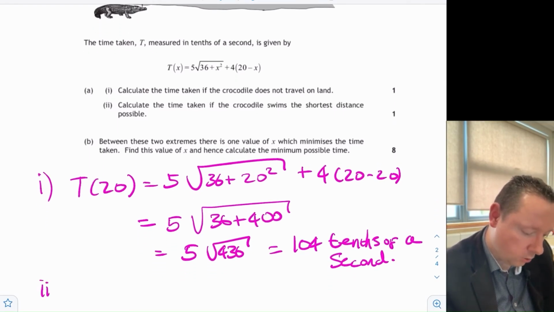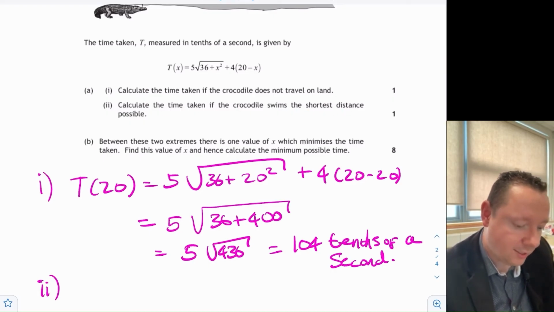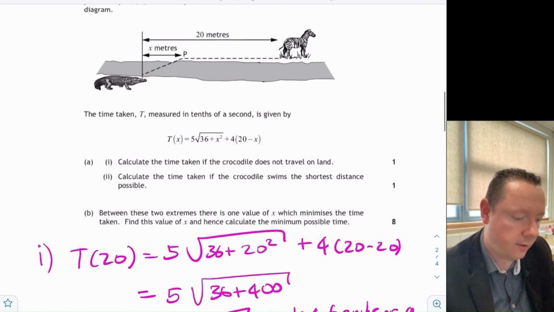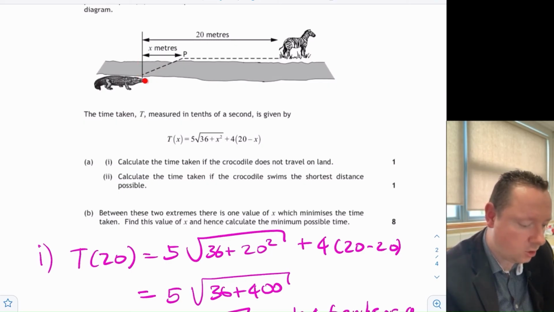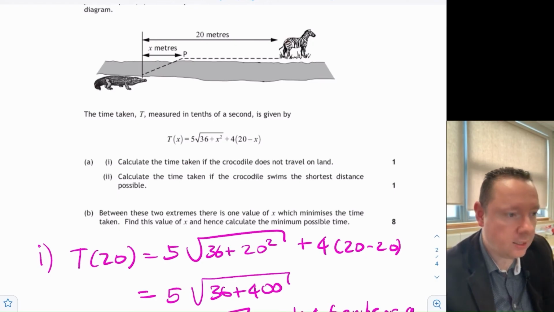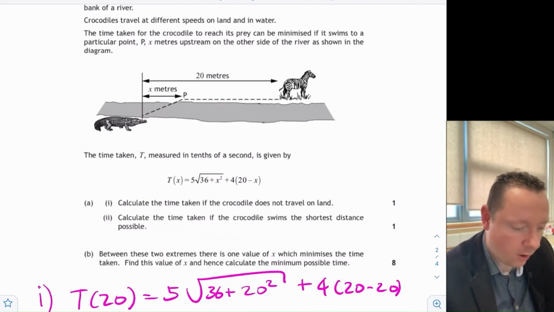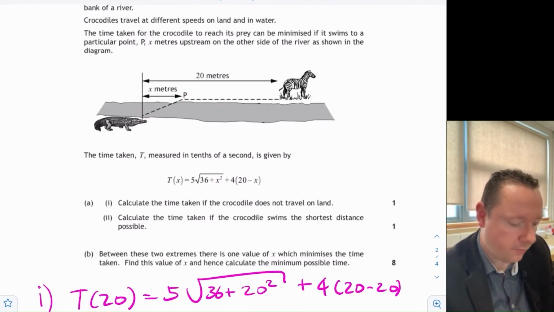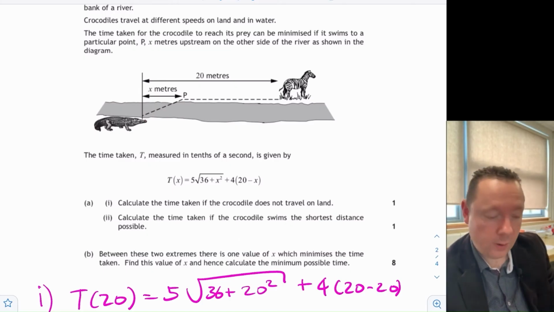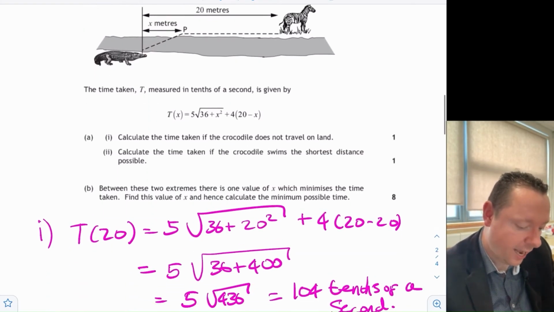Now let's look at part 2. Calculate the time taken if a crocodile swims the shortest distance possible. Let's have a look at this picture again. A straight line is going to be the shortest distance. So if he just jumps straight across here and then walks the rest of the way, he must be walking 20 metres. That means he spends no time swimming upstream, because x is how far he swam upstream. He just went straight across and went 20 metres on land. So in other words, x is 0.